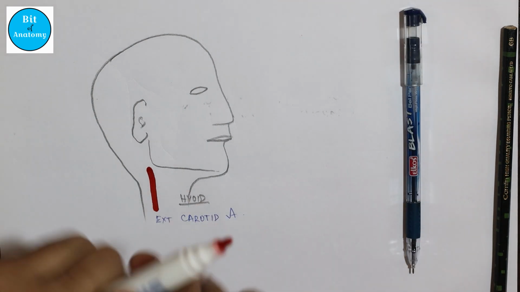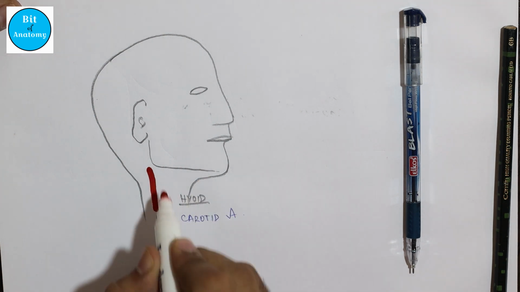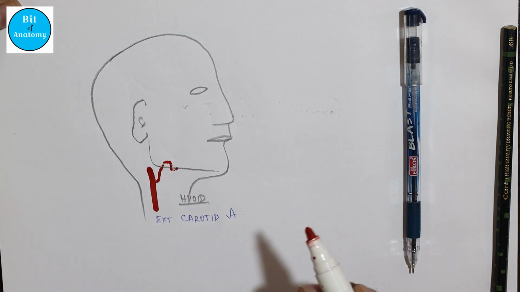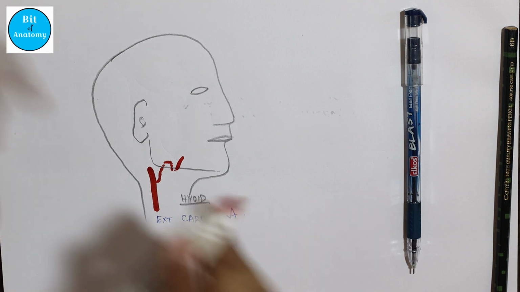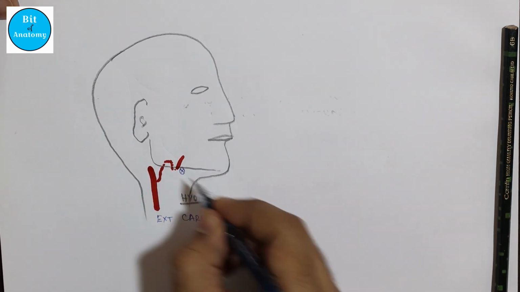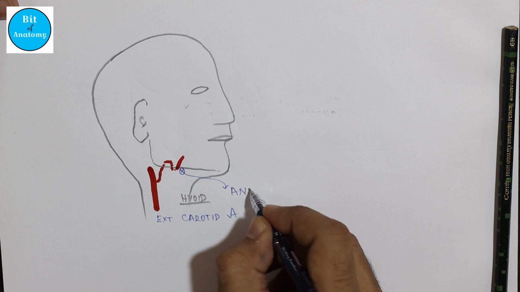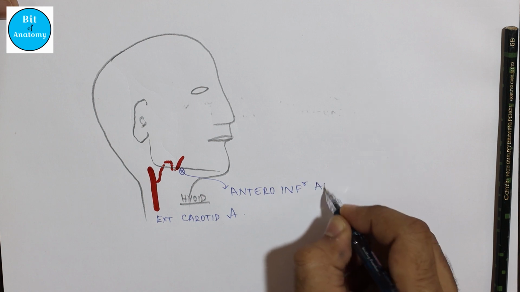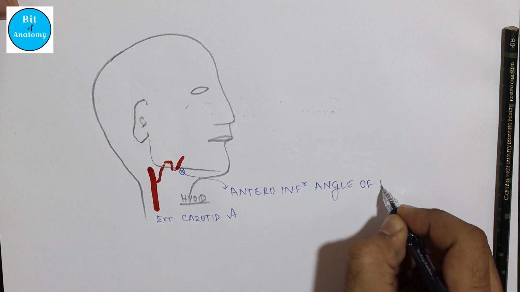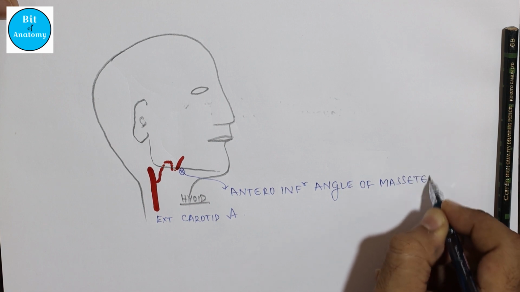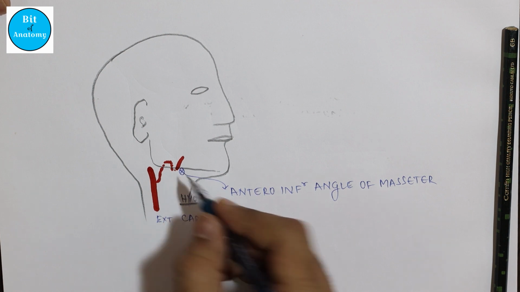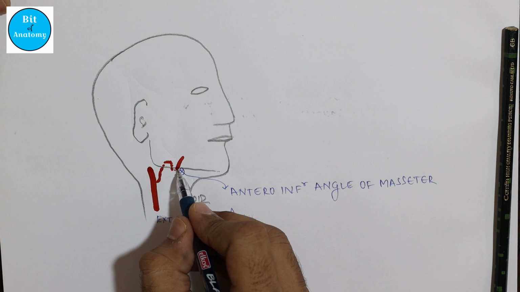After its origin, it has a course in the neck region where it is related to various parts of the mandible, and it enters the face at the antero-inferior angle of a muscle in this region called the masseter muscle. It is important because the facial artery can be palpated at this particular point. It is usually used by anesthetists during surgeries to palpate the pulsations of the facial artery.